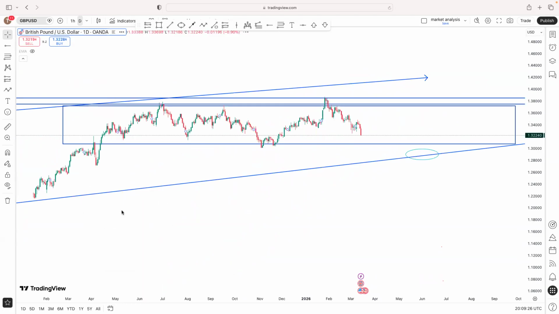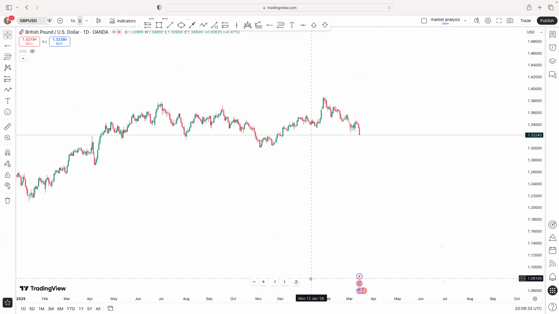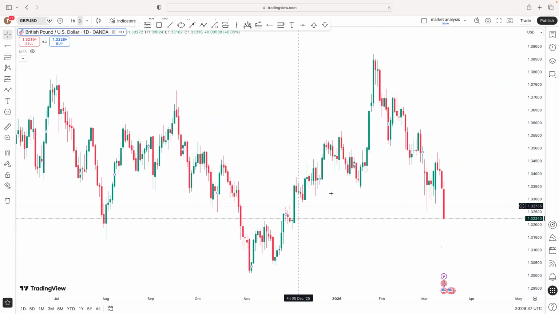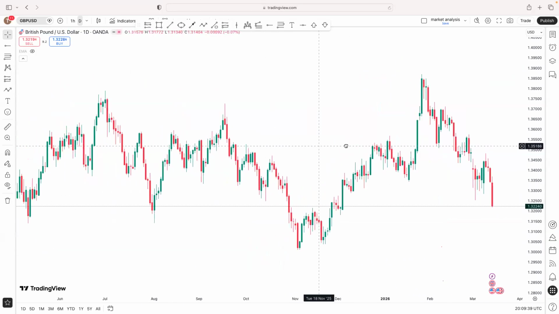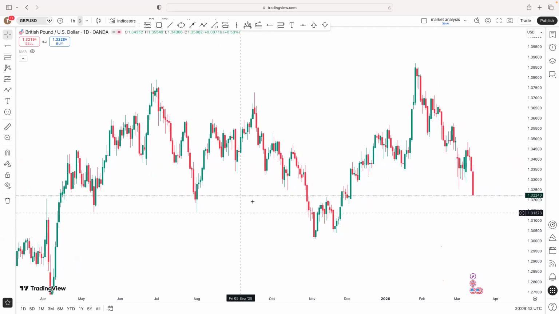Let's quickly look at the daily time frame, right? In terms of the daily time frame, I'm more interested in the structure more than anything, because that has been very useful for me to understand what the market has been doing and what we are possibly trying to catch in this GBPUSD market breakdown.